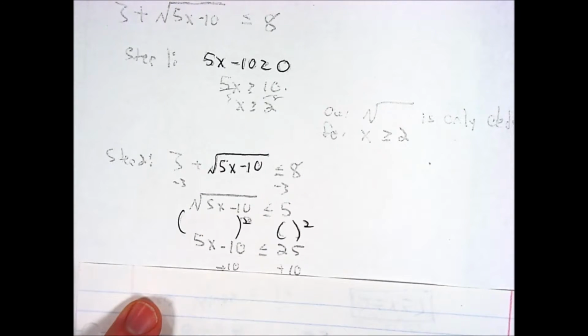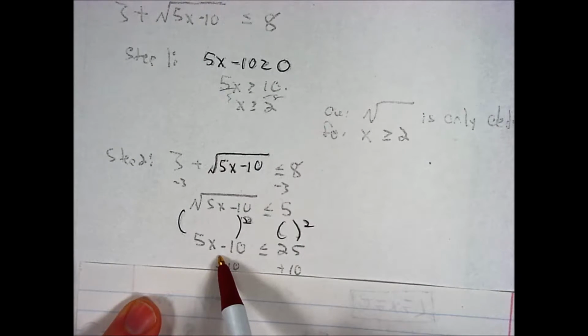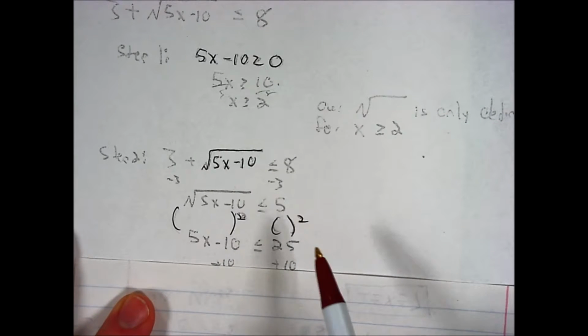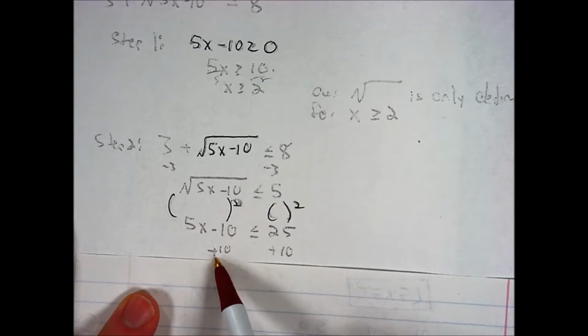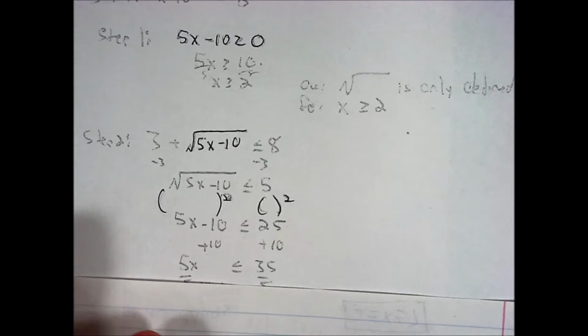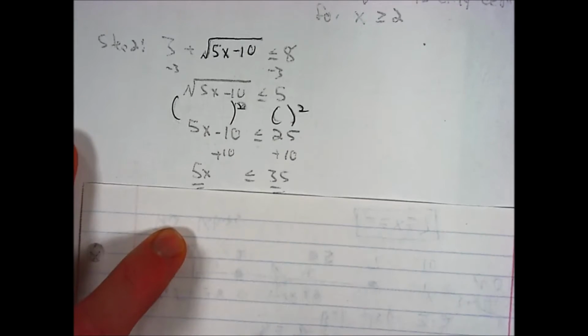After I square both sides, the square and the square root cancel out. I have 5x minus 10 less than or equal to 25. Now we're just solving for x. It was a minus 10, so we need to add 10. It's going to make it 35. Then we'll divide by 5. x is less than or equal to 7. That's what we wanted, right?